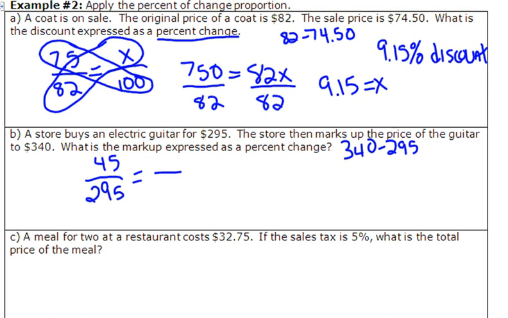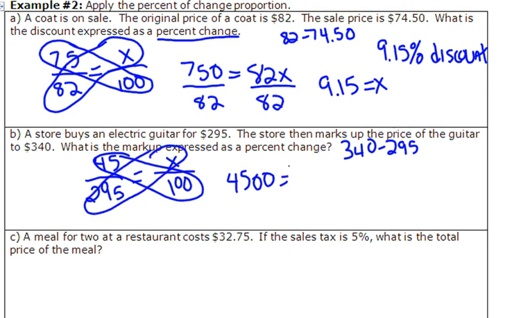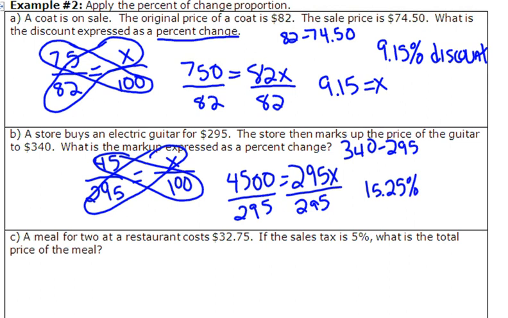We're trying to find the %, so this is x over 100. Now I'm cross multiplying. 45 times 100 is 4,500. 295 times x is 295x. And I'm going to go ahead and divide by 295. So 4,500 divided by 295 is a 15.25% markup. So the price went up.